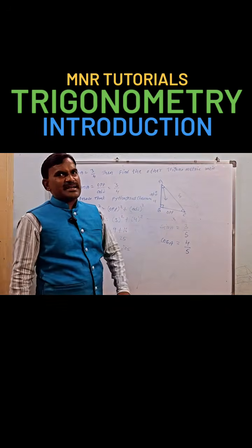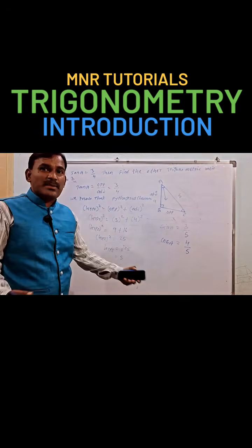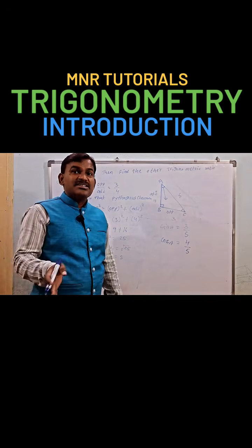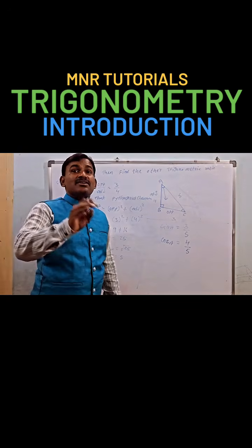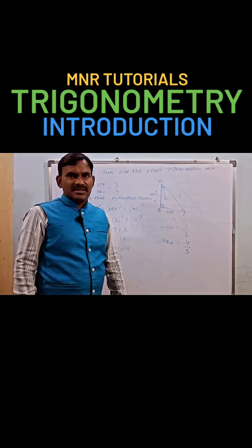So the trigonometric ratio is very important. What is the trigonometric ratio? The ratio of the sides of the right angle triangle with respect to the acute angles. Is it clear, students?